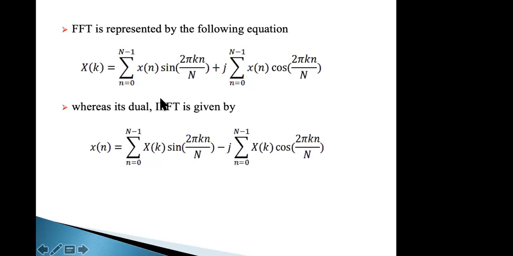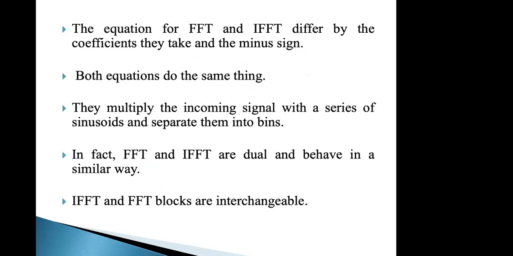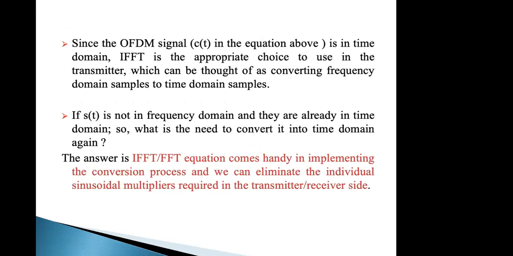So I can use these orthonormal basis functions as your modulators. That is, we can replace the modulator using an IFFT and FFT block, right? These IFFT and FFT actually behave in a dual way, so these blocks can also be interchanged. These equations also come in handy in implementation and in the conversion process. We can eliminate the individual sinusoidal multipliers required on the transmitter and receiver side.